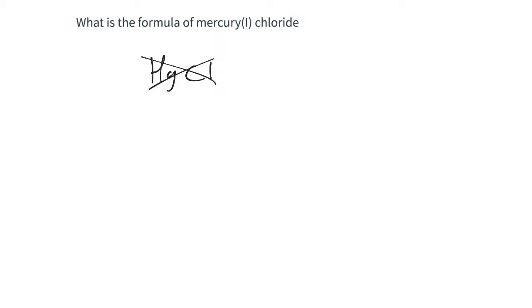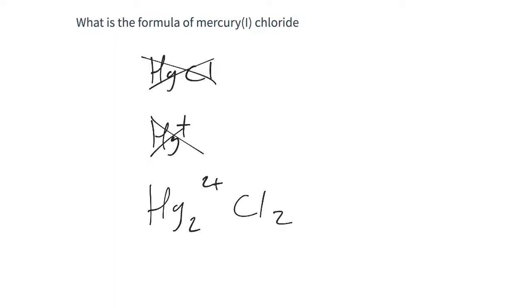All right, this isn't the biggest deal in the world, but remember, mercury 1 is one of those common ions that doesn't take the name of Hg+. So this isn't mercury 1. Mercury 1 is that weird case of two mercuries fused together with a 2 plus charge. And so then we would write the formula of this as Hg2Cl2.